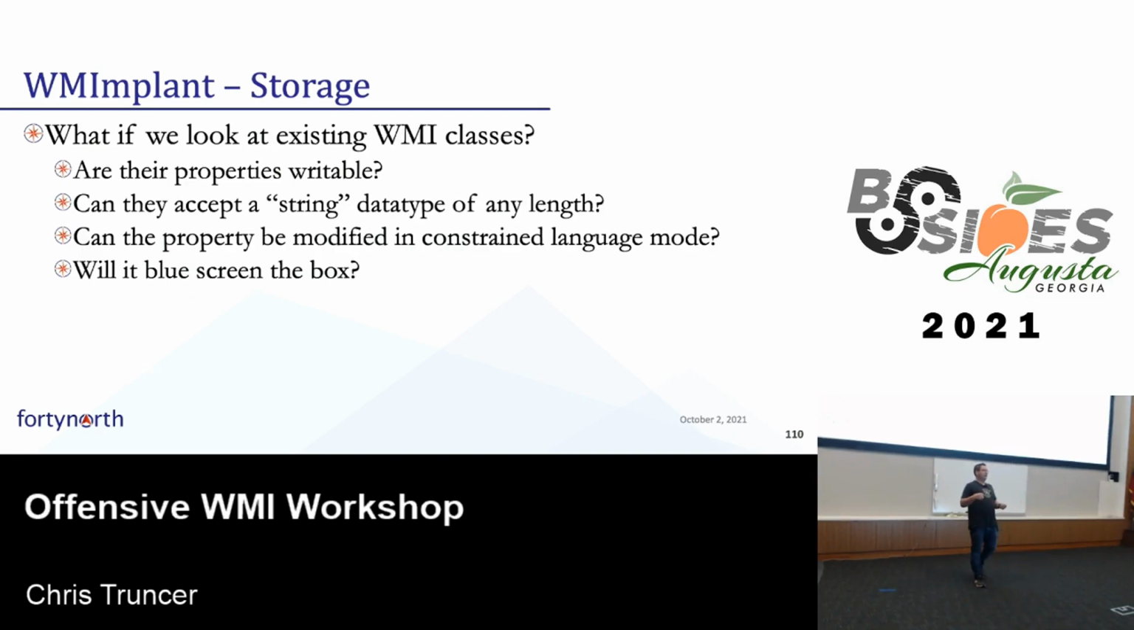What if instead of creating a new class and then creating a property in it, I enumerate every single class that's on the system already? What if I enumerate every single property of all classes, and I look for classes that have a string data type that I can write to, that can be modified in constrained language mode, that won't blue screen the box? That would be interesting to me.